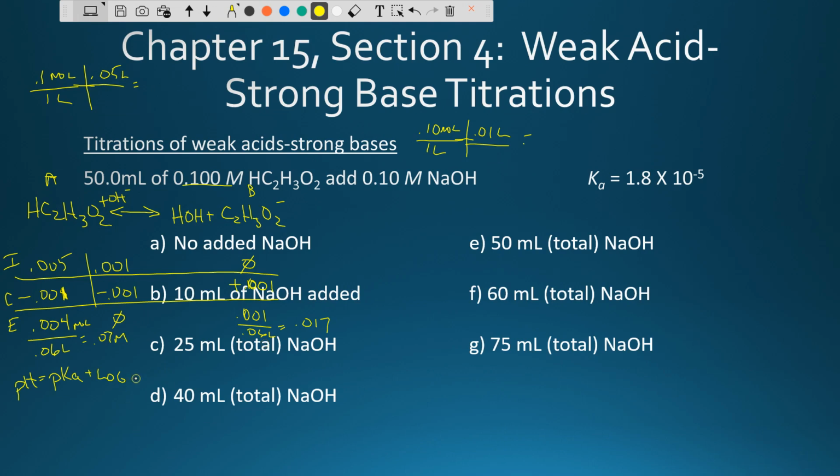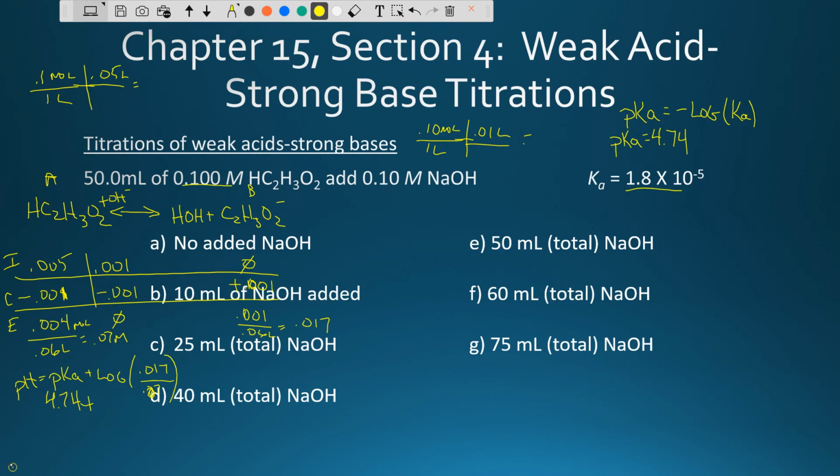Well, my base is here, which is a 0.017. And my acid is over here, which is a 0.07. Now again, remember how we find the pKa. Okay, this is key. There's just little things along the way we've got to keep in mind. To find pKa, that is the negative log of my Ka value. Okay, we're given my Ka value, so if I take the negative log of that, I end up with a pKa of 4.74. Okay, so now I can take 4.74 plus the log of 0.017 over 0.07.